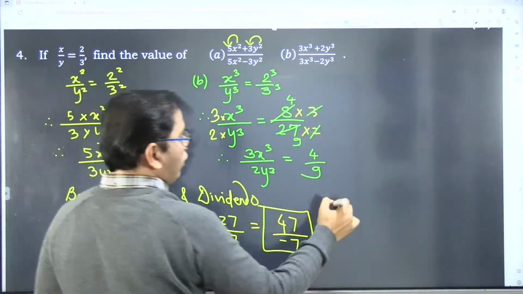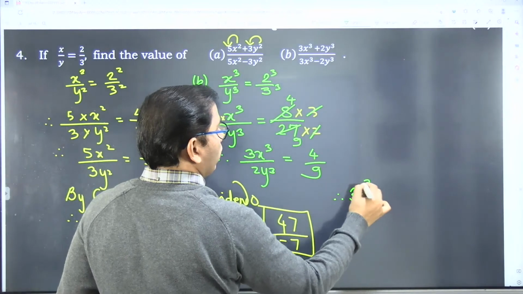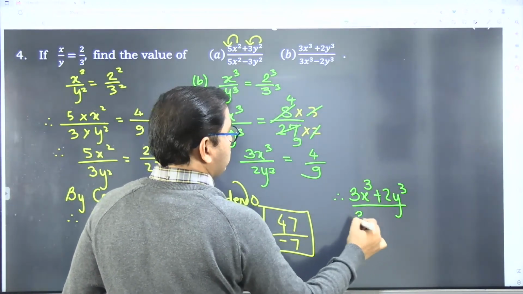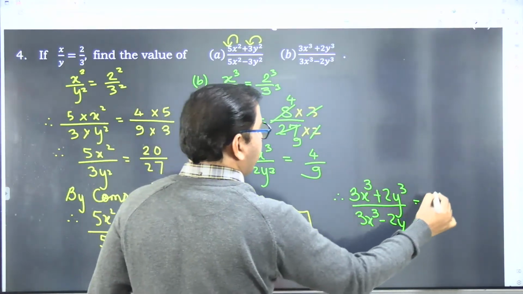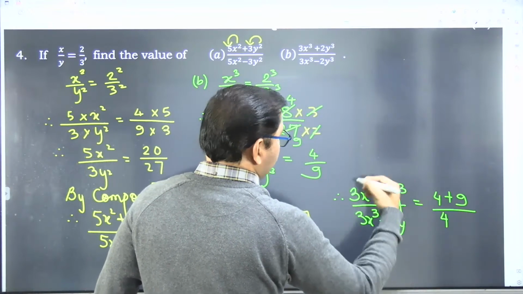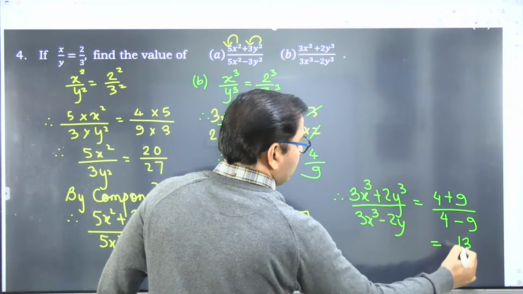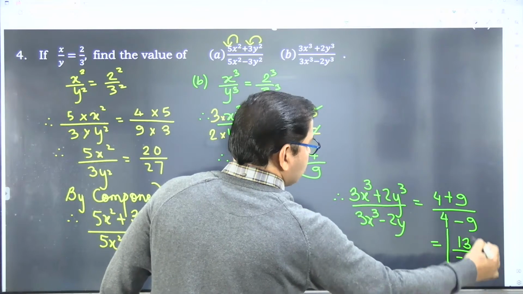Now which property? Property of componendo and dividendo. Therefore 3x cube plus 2y cube upon 3x cube minus 2y cube. And again the denominator is bigger than the numerator. So we are going to get a negative answer. Okay, minus 9. 9 plus 4 is 13 and 4 minus 9 is minus 5. So this is the answer.